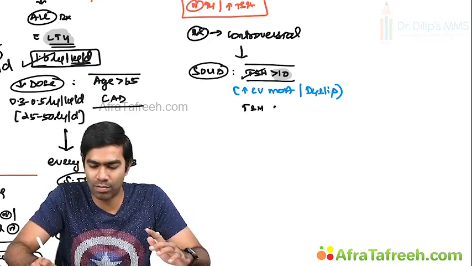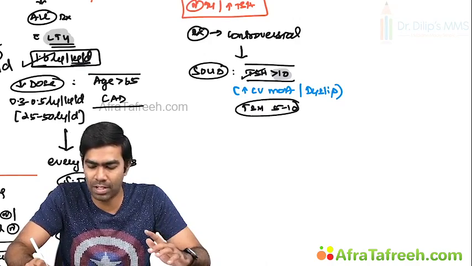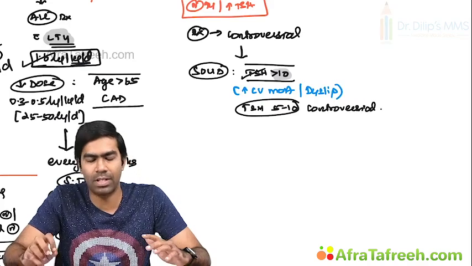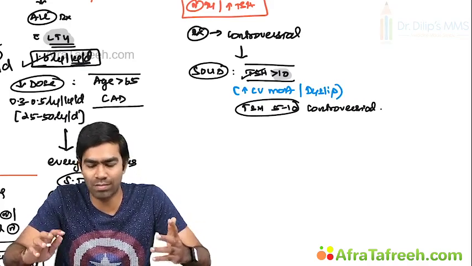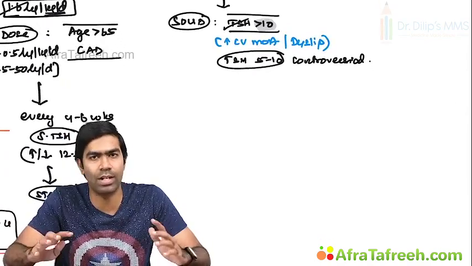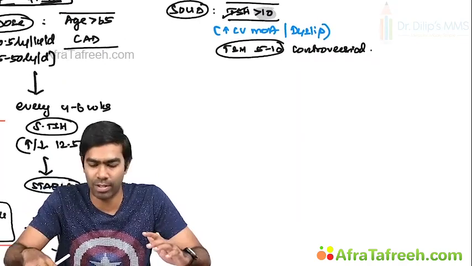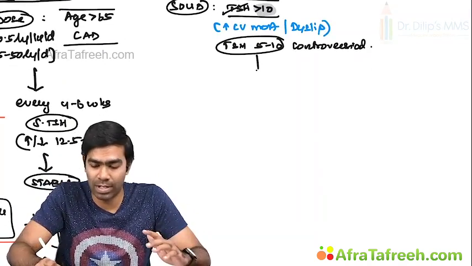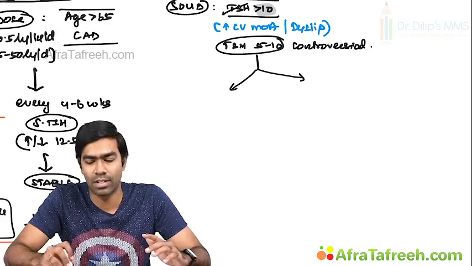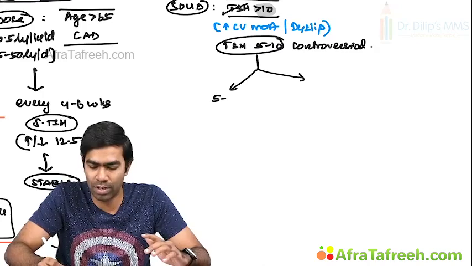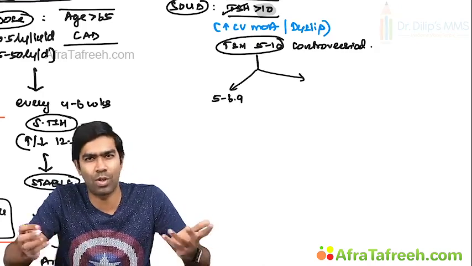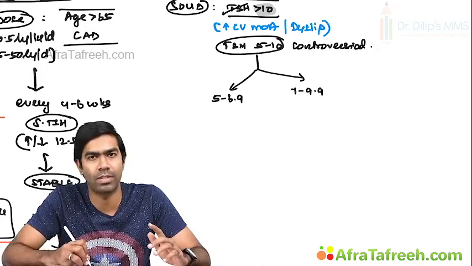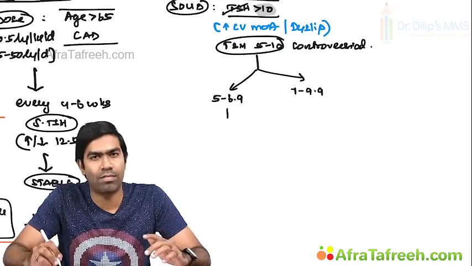But a TSH in the range of 5 to 10 is absolutely controversial. We really don't know whether to treat or not. But I'm going to tell the consensus, what we generally use in general practice to treat patients with a TSH of 5 to 10. It depends on age, and on a lot of other features as well. So let me classify these patients under two categories: those with a TSH of 5 to 6.9, or 5.1 to 6.9, and those with a TSH of 7 to 9.9.